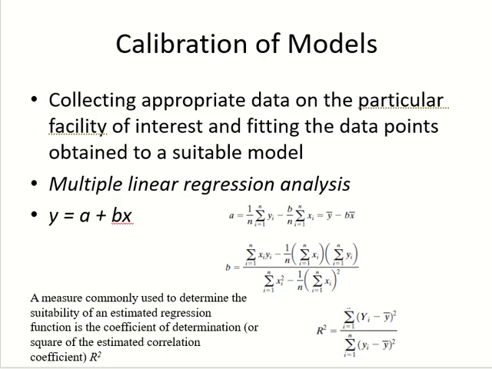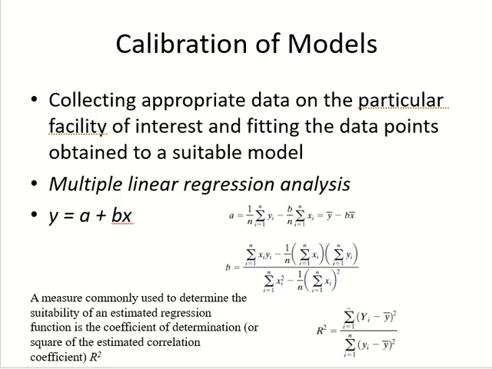Okay. So what will happen? You will calculate A and B. Let me give you an example. Calculate A and B. A comes out to be 3, and B is minus 2.1. So my equation is Y equals 3 minus 2.1 x.